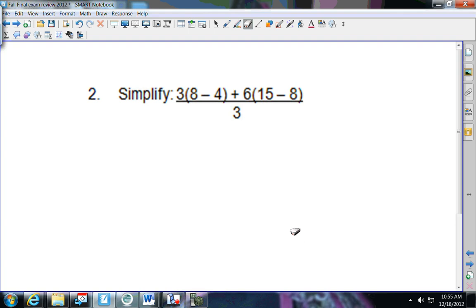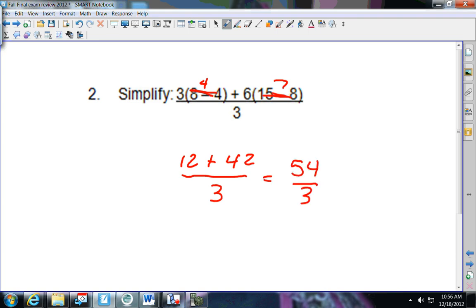Right here, if I just do it without the calculator, parentheses, 8 minus 4 is 4. 15 minus 8 is 7. 3 times 4 is 12, plus 6 times 7 is 42, all divided by 3. 12 plus 42 is 54. 54 divided by 3 is 18.